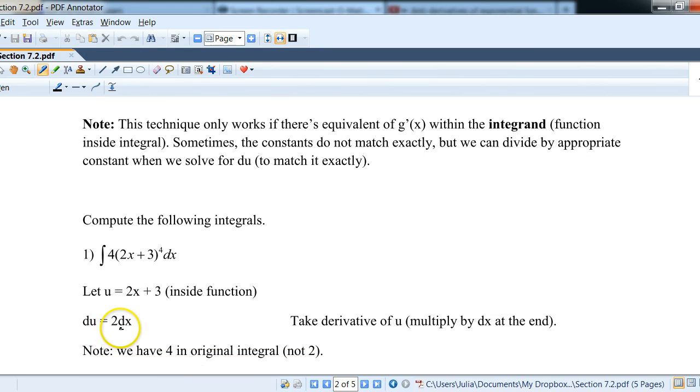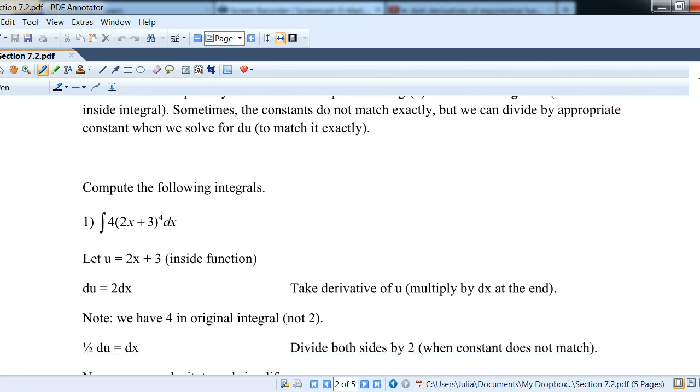Now notice we have 2 dx for the du, but in the original integral we have 4 times dx, the 4 on the outside. So that does not match. So what can we do?